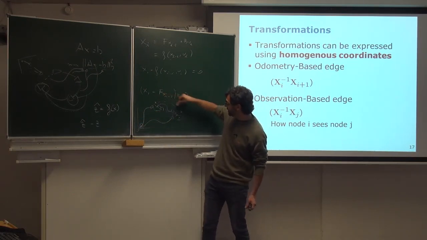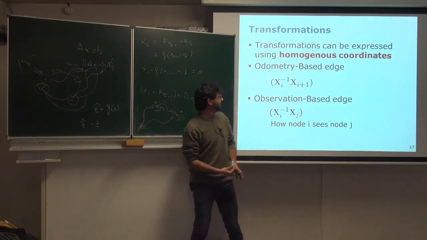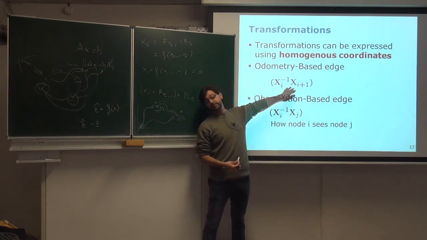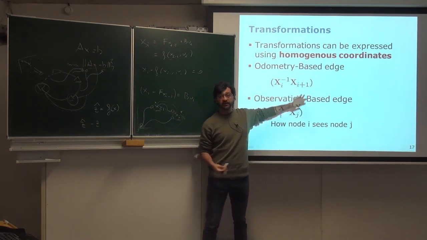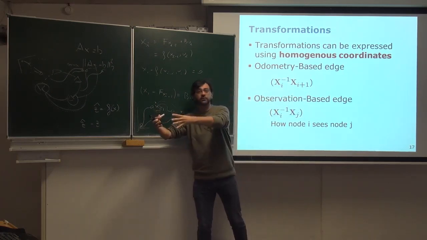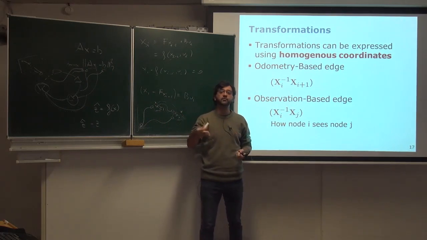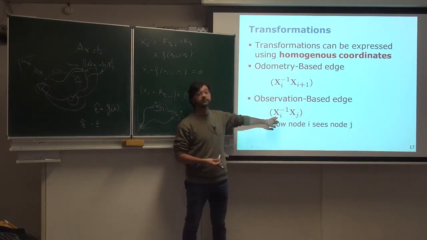And again, I have the same path there, but from a different point of view. Okay? And that's basically what this is telling you. It's telling you, I predict my measurement by going backwards from the previous pose and forward with the new pose. And this should be as close as possible to what my odometry is telling me. The same is for the observation-based edge.